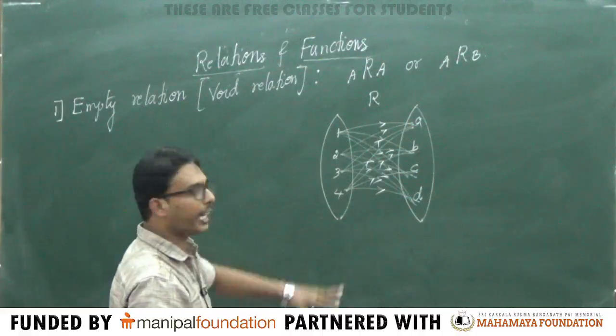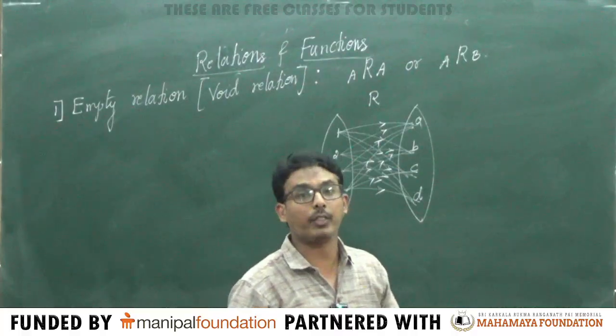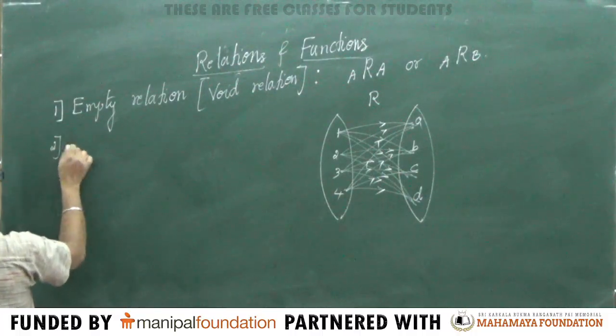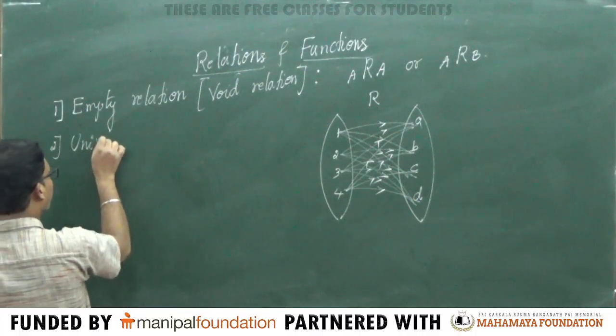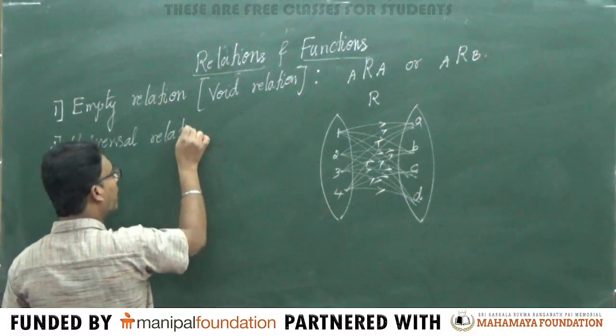If each element of the first set is related to every element of the second set, then that relation is called a universal relation.